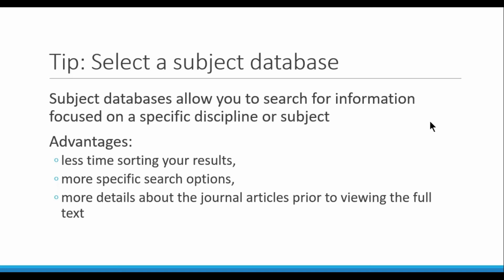So if you are searching for our GMO and health topic in children, for instance, maybe you'd want to use a medical database, which will kind of focus on health articles. So you have less time sorting through your results, and you get more specific search options. And sometimes you might get a few more details about the article, like the abstract and main keywords, before you try to find the full text.